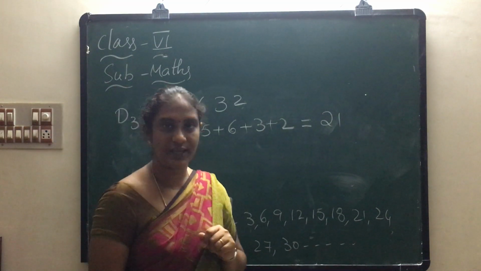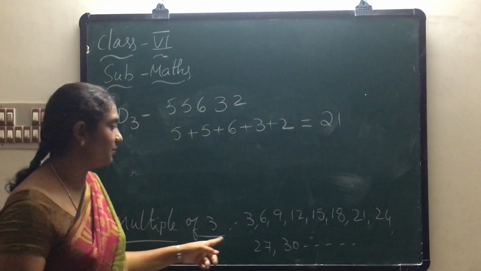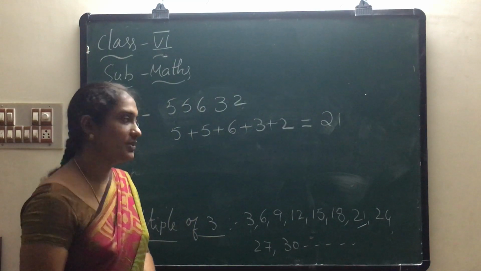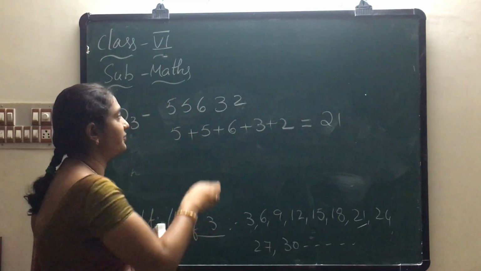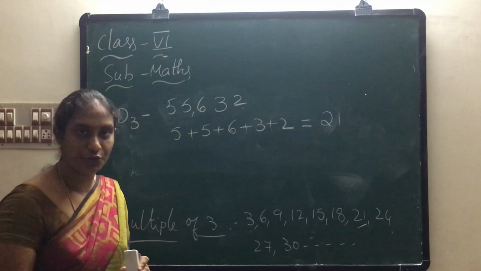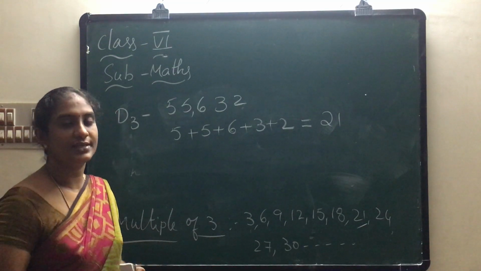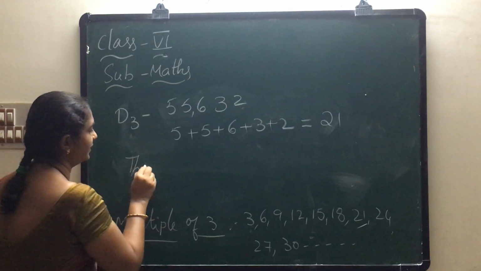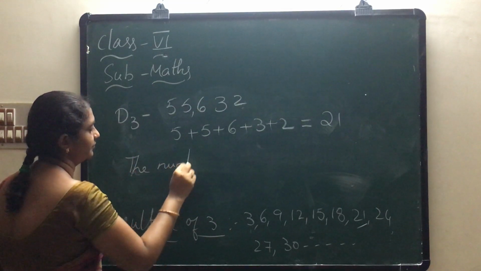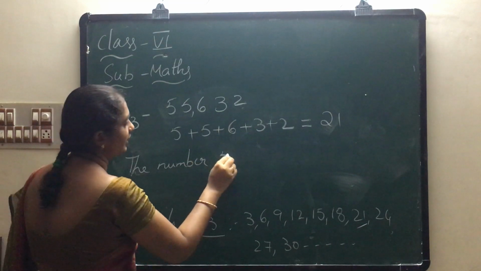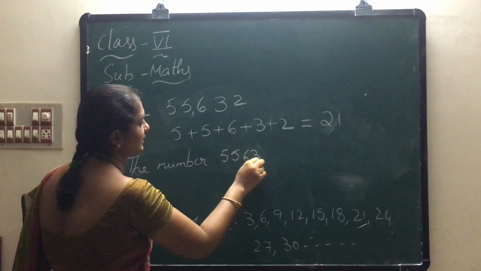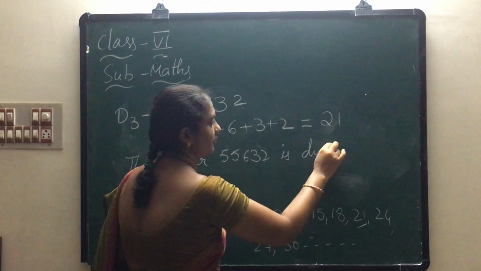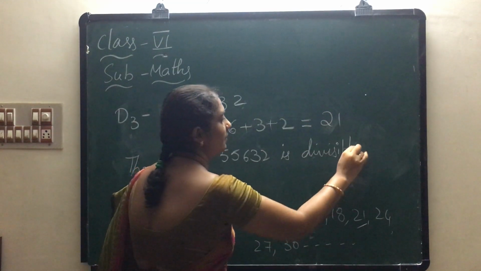So, how much did you get? The answer is 21. Now, 21 we got as a multiple of 3. Yes, we got it here. 21 we got it here. So, the total number 55,632 is divisible by 3.